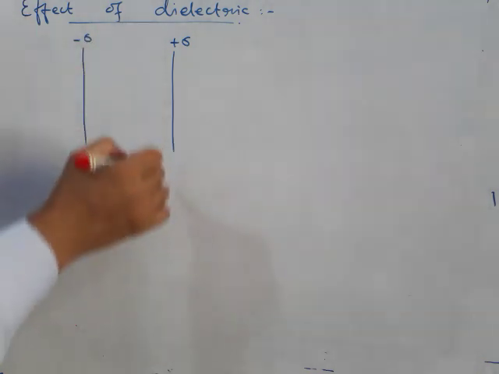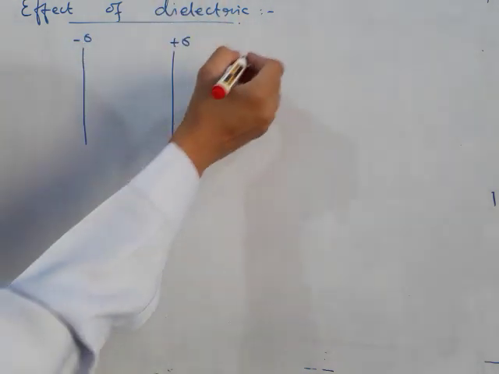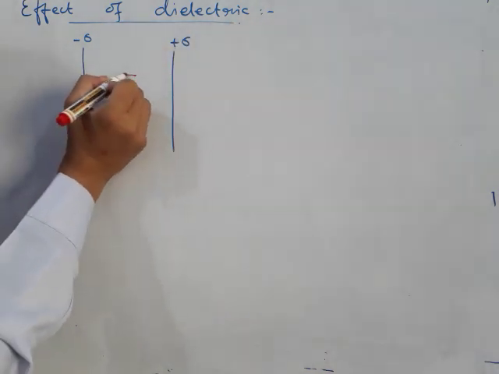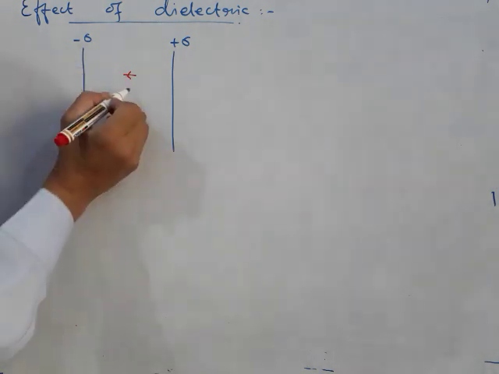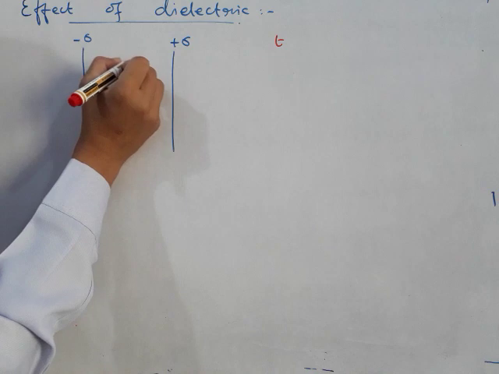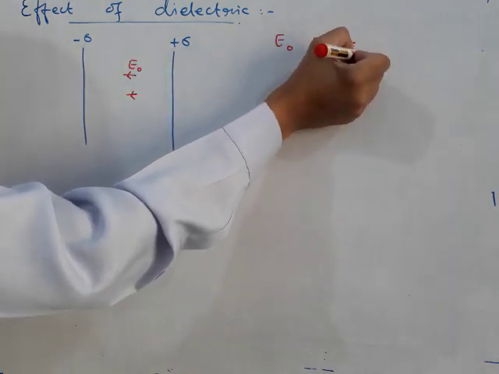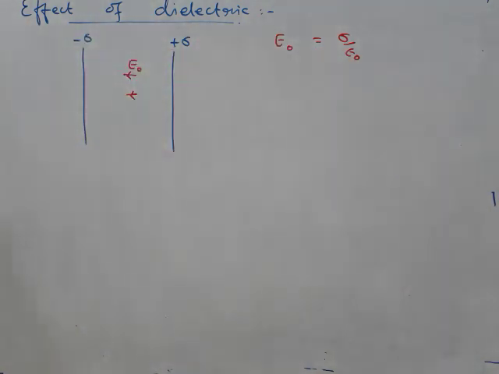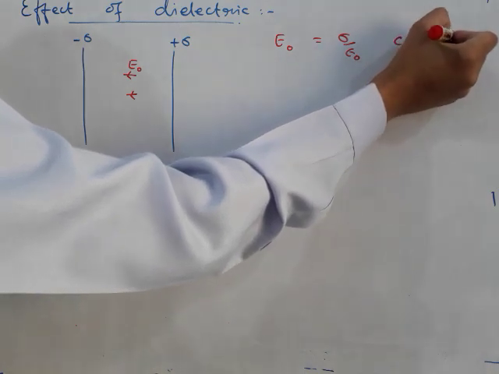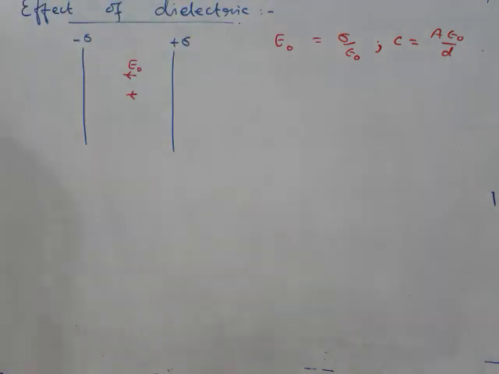Here we have the parallel plates of a capacitor. The surface charge densities are plus sigma and minus sigma. We have already discussed that the electric field between these two plates will be in this particular direction, and its value, which we write as E naught, is equal to sigma upon epsilon naught. We discussed this in the last topic. And its capacitance was given as C is equal to A epsilon naught upon D. These two things we had discussed.